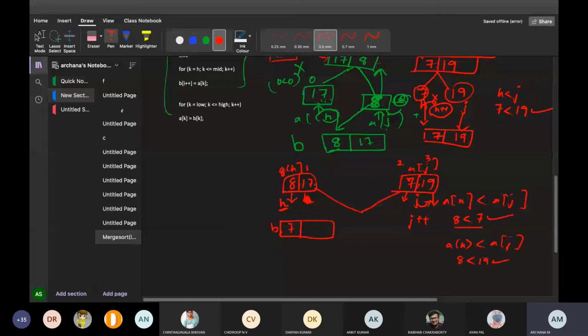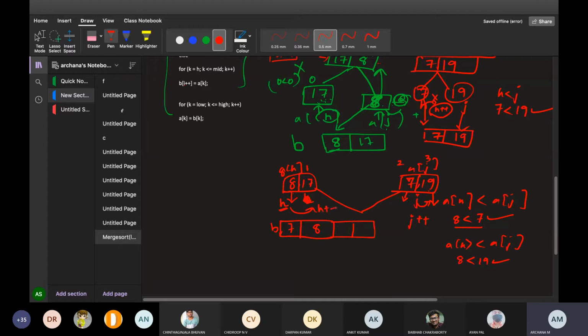Tell me, now the condition is true. Now H is still here only. Compare this element with the J element. Now put this element. Yay, I have put this element over here. This is how we will do that. Now, as soon as you put that element, whichever element you are putting, that side you have to increment.